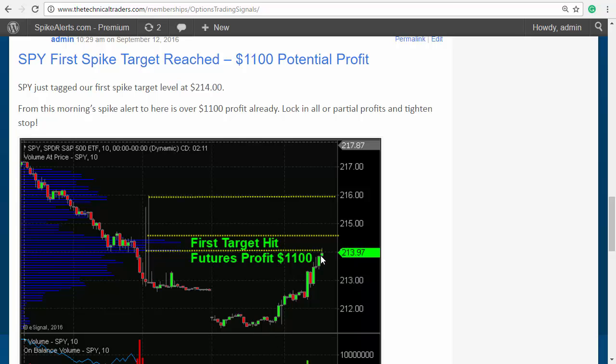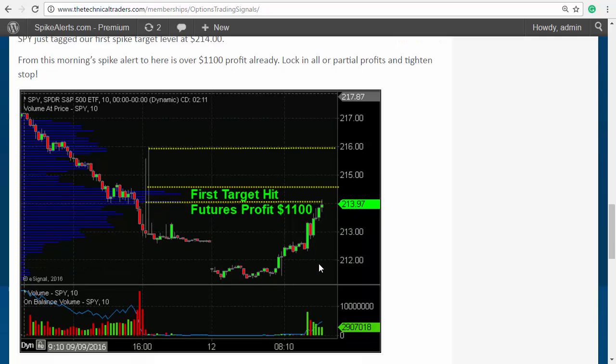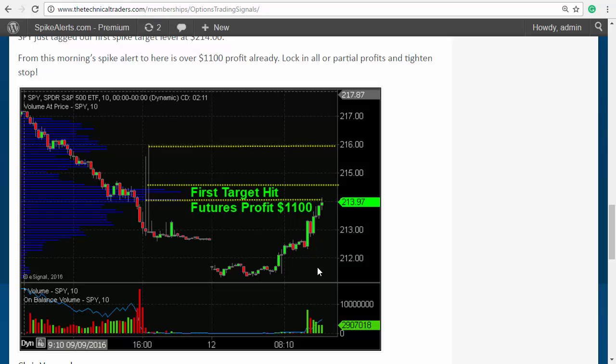By 10:29 we had hit our first target. If you're trading just one futures contract, it was $1,100, and quick profits just moved in our favor the entire way and kept going up to that level. So very simple. These moves are usually imminent.